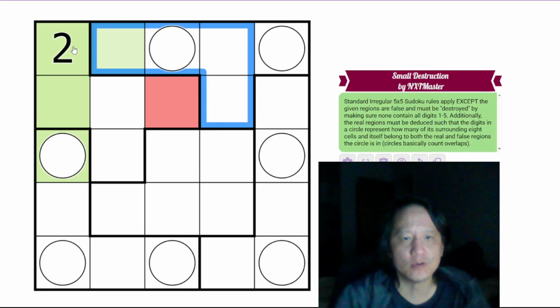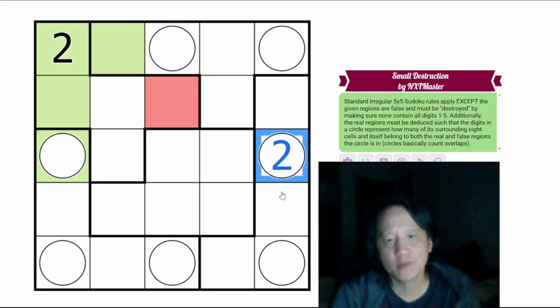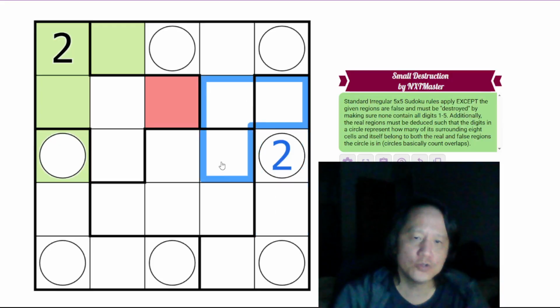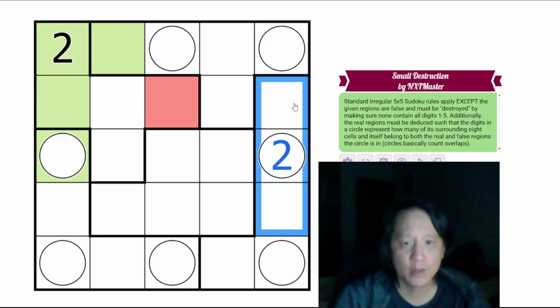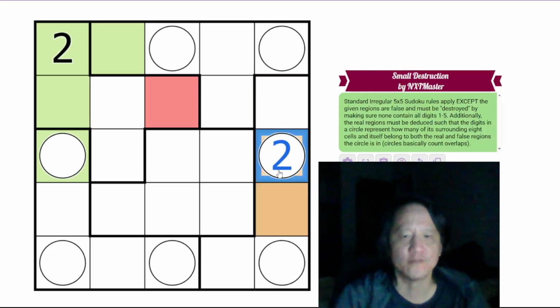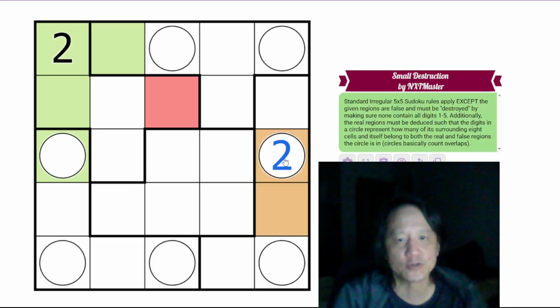So for example, say we had a 2 here. If we had a 2 here, then 2 out of the 6 digits which are surrounding this circle must be in the real region and the false region. So it could be both of these. It could be this one and this one. Obviously, the circle by itself has to be in both the real and the false region, right? Because it's the number of cells that belong to both the real and false regions of the circle. So the circle is guaranteed to be 1.